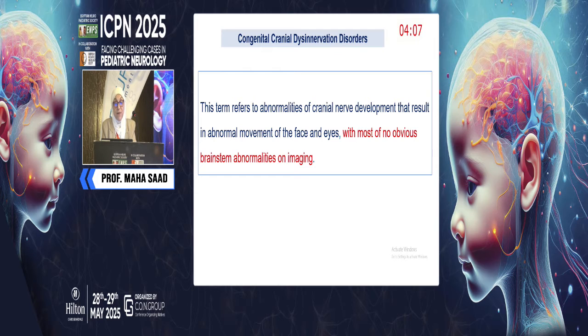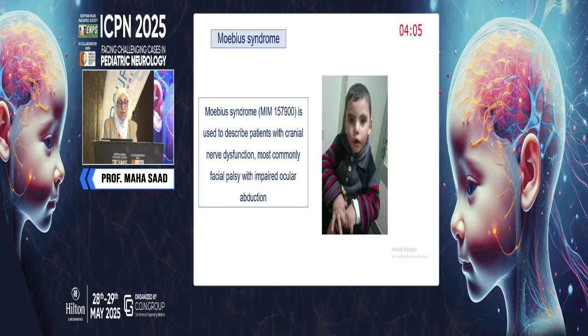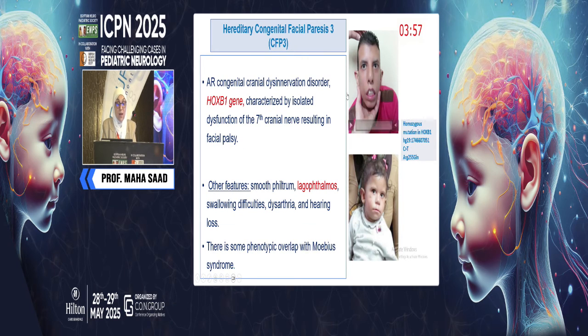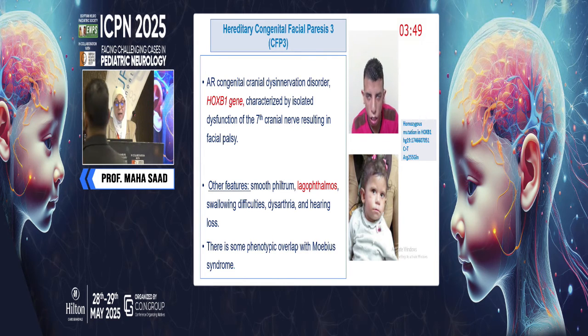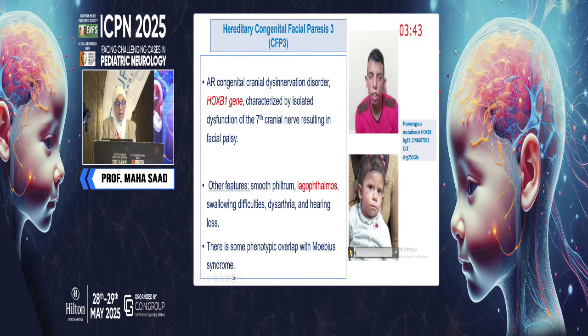Congenital cranial dysinnervation. Sometimes there is no obvious change in the scan, like Mobius syndrome. In Mobius syndrome, there are no changes in the scan. However, there is no movement in the face. Another gene is CFP3. We can see there is lack of thalamus, and there is total inability to move the face, like we see here. The most characteristic feature of it is lack of thalamus.